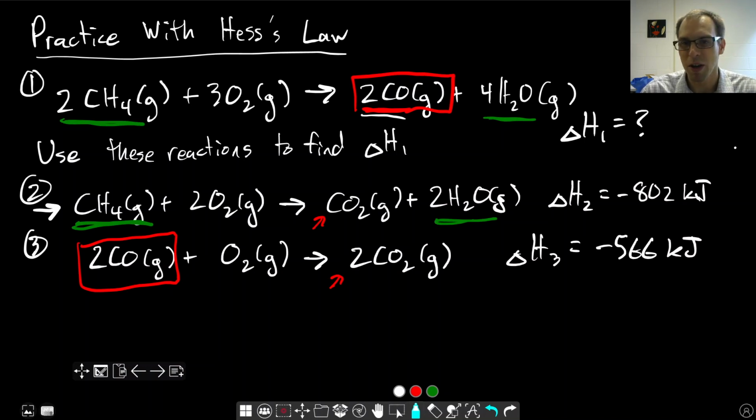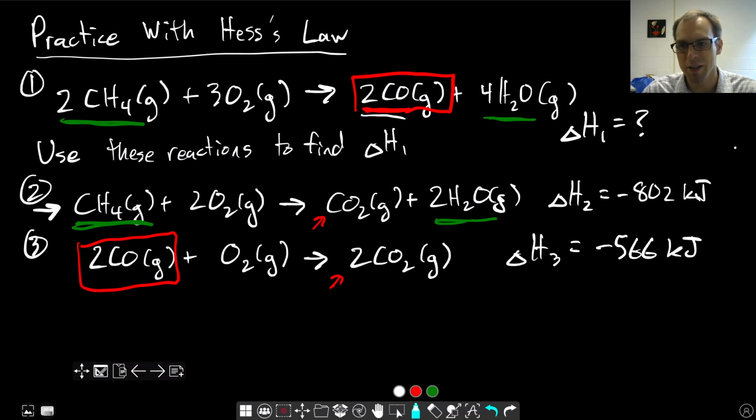So what information do we know? Well, we know equation 2 needs to not flip around. We need to not reverse it because it already has methane on the reactant side of the equation, and it already has water on the product side. And those aren't present in equation 3. So we don't need to reverse equation 2.